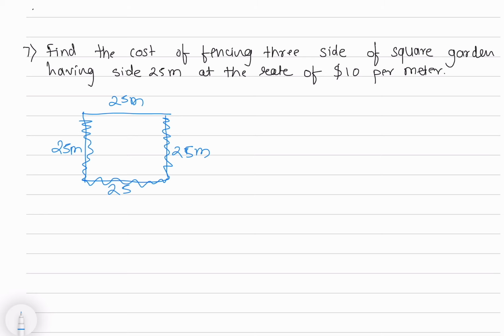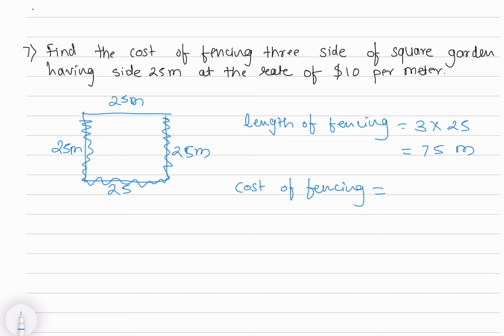So the length of fencing is equal to 3 into 25, that is 75 meter. So what is the cost of fencing? Cost of fencing is equal to $10 into the length of fencing, which is 75. So $750 is the cost of fencing.